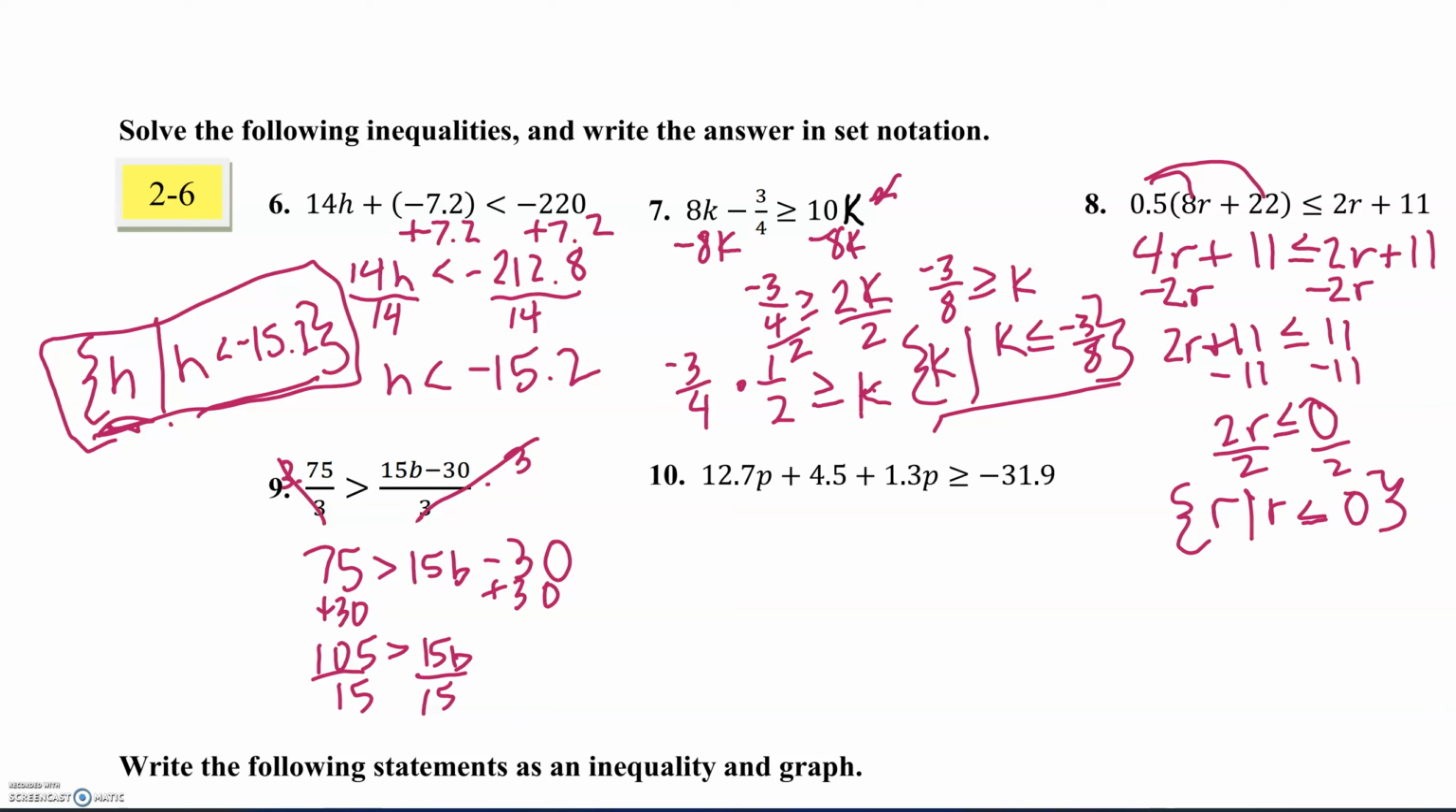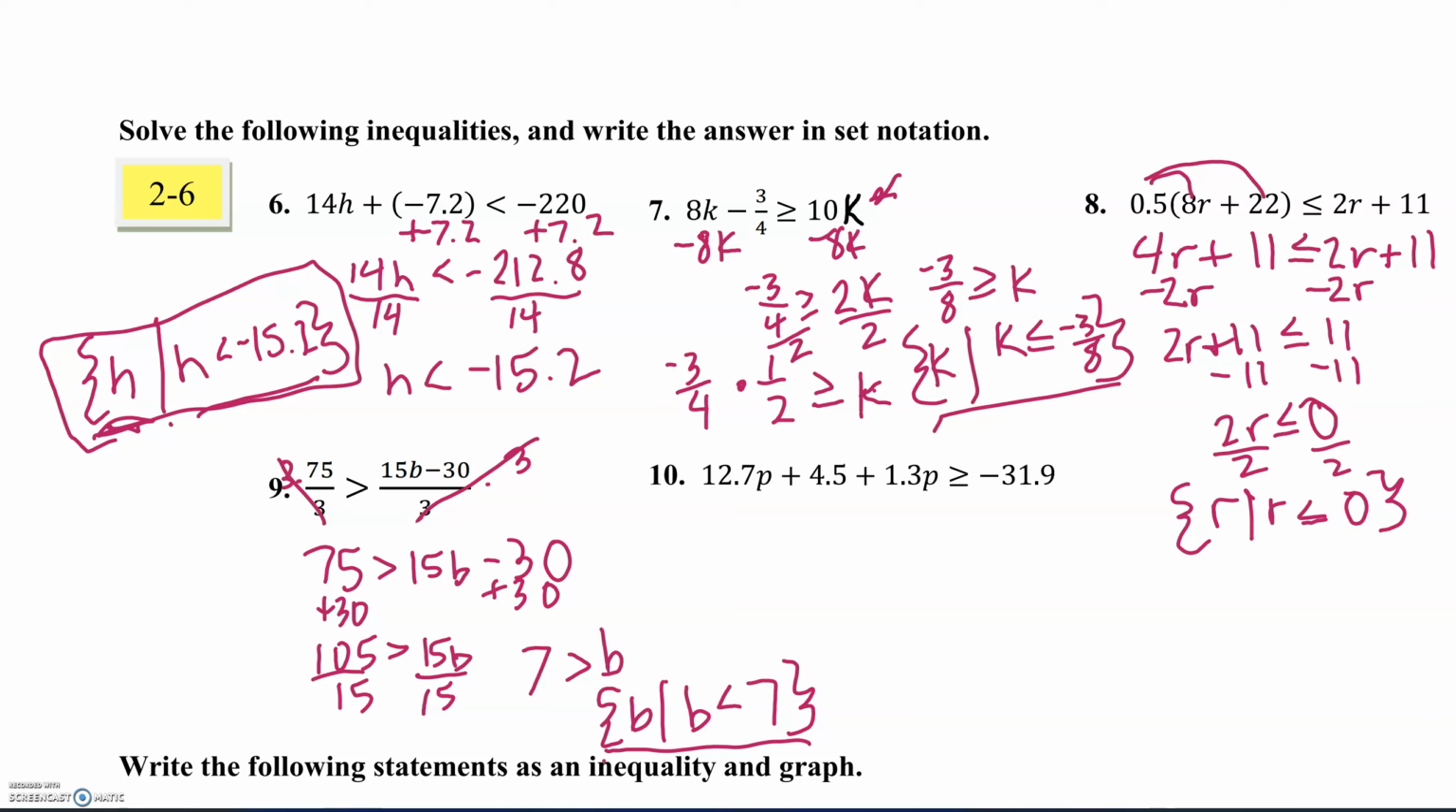105 divided by 15 is 7, which is greater than b. Flip it around for our set notation. There's our variable such that b is less than 7. So just switch that all around. Final answer. Right there.